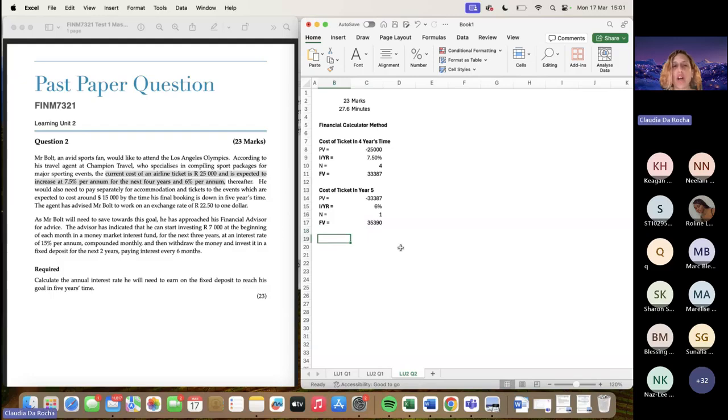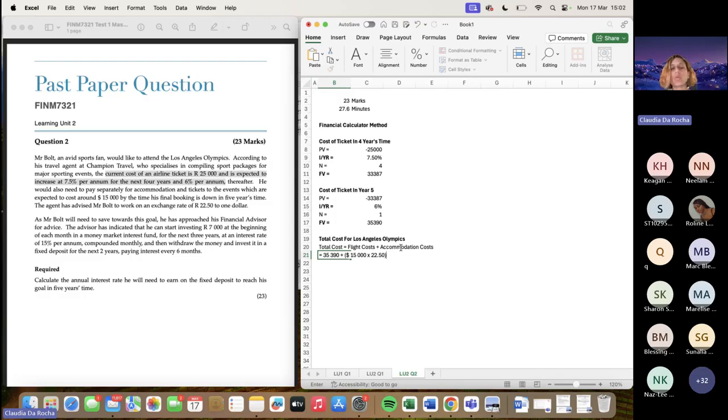Okay, are we done with all of our costs that we need for the Olympics? No. So total cost for Los Angeles Olympics is equal to our flight cost plus our accommodation cost. Okay. Our flight cost we know is the 35,390. And now our accommodation cost is the $15,000 times the 22.5 Rand exchange rate that we are expecting in the future.